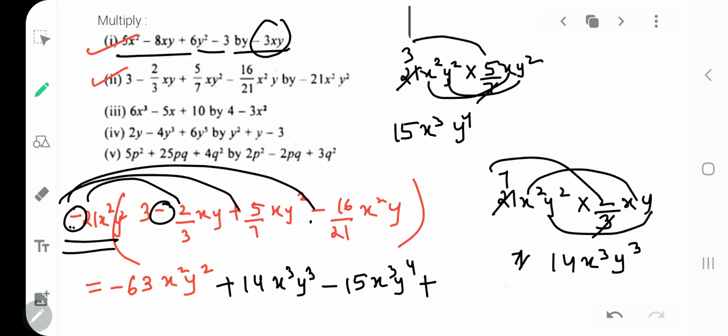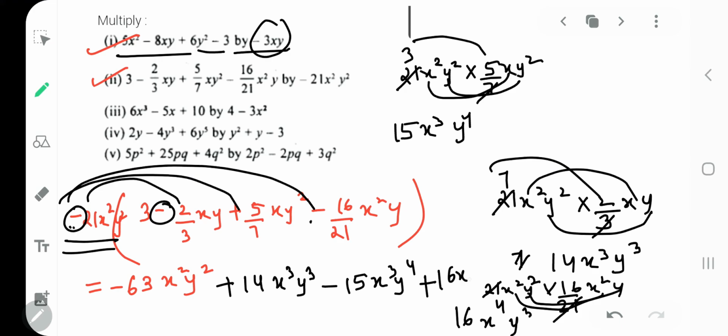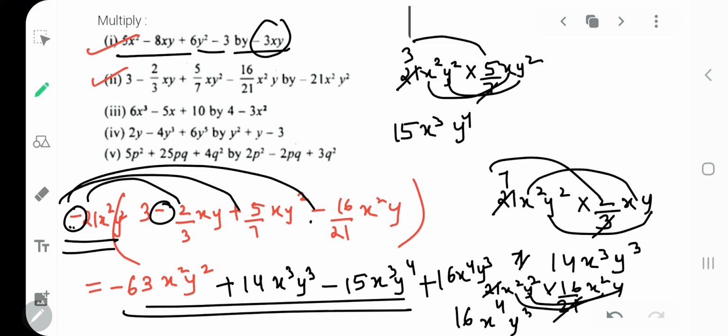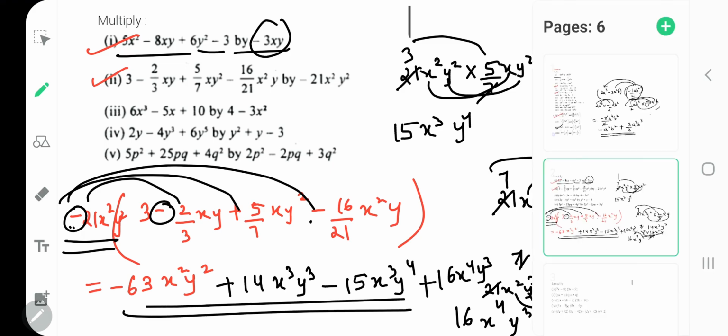Next, for the fourth term, minus minus becomes plus. So now you have 21 x square y square multiplied with 16 upon 21 x square y. 21 gets cancelled, so you have 16, x square x will become x4, y square y will become y cube. So that will be 16 x4 y cube. Easy? Shall we take the next?